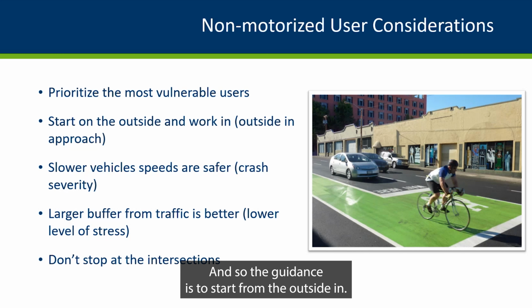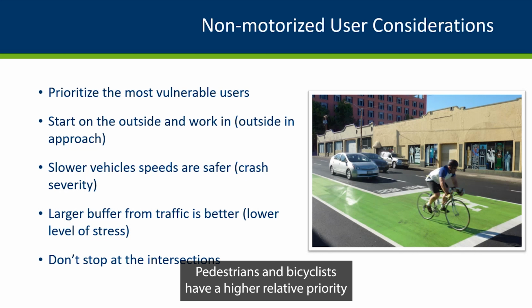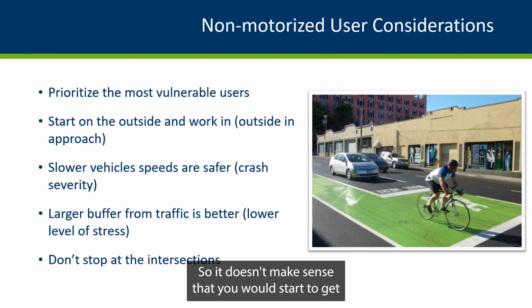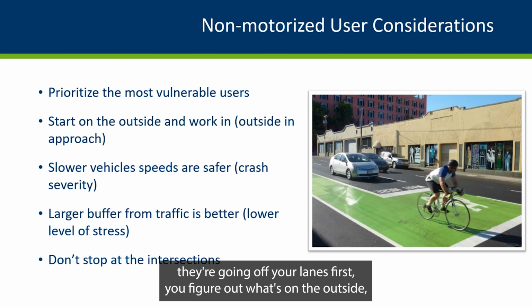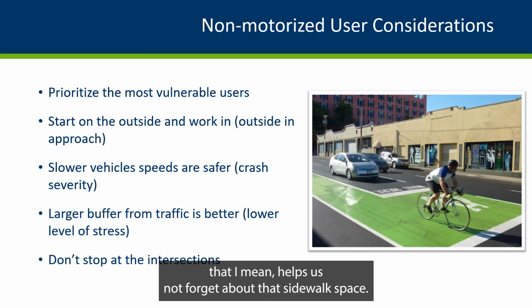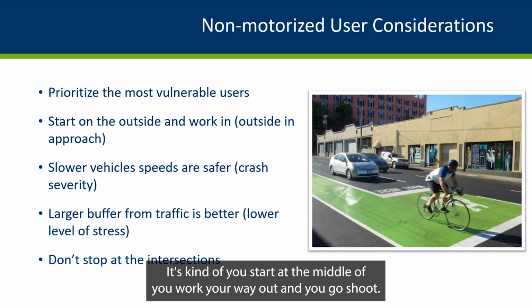And so the guidance is to start from the outside in. So you're in an urban commercial setting. Pedestrians and bicycles have a higher relative priority than the vehicle traffic. So it doesn't make sense that you would start by figuring out your lanes first. You figure out what goes on the outside, and then you go in. If anyone can send in any of Todd Grugel's trainings, starting from the outside in also helps us not forget about that sidewalk space. That is what ends up happening from an elevation perspective. You start at the middle and you work your way out, and then you go, oh, shoot.